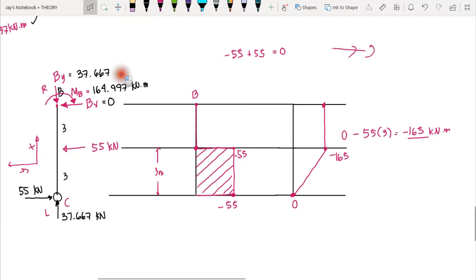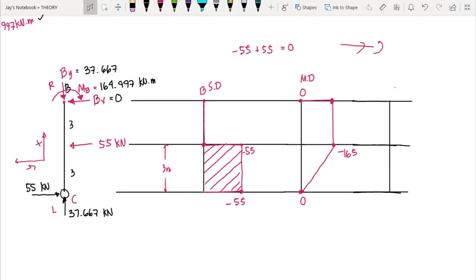Since we have moment at B, which is 164.997, which is rotating clockwise, that means we have a positive moment as the sign convention. We adopt the sign convention for external load, even though this one is an internal force, because this is located at the end of our member. So at this point, we begin at negative 165 plus the moment at B, positive 164.997. This would give us approximately 0. So therefore, we end at 0 moment. That means we have a correct moment diagram. So this is now the moment diagram and the shear diagram of the vertical member of our frame.